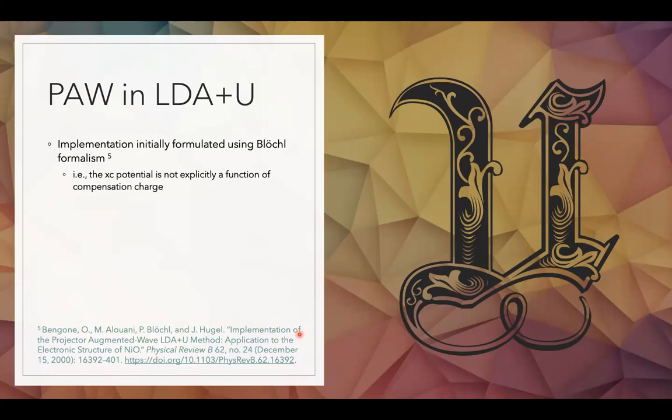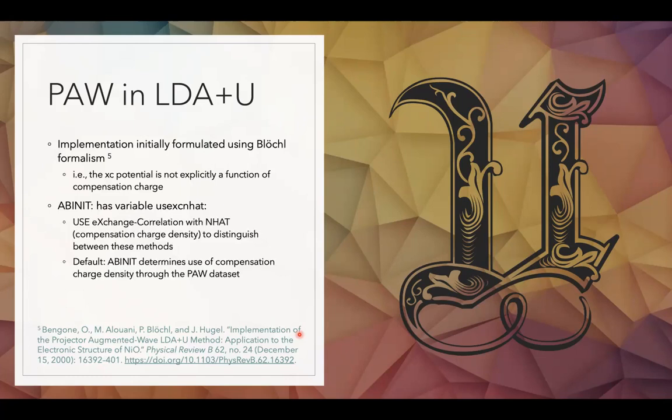But a cool thing to notice is that ABINIT actually has a variable called usexcnhat, which stands for use exchange correlation with n hat, to distinguish exactly between the Blöchl versus the Kresse implementations. The default, and the default that was represented in this paper, is that ABINIT determines the use of the compensation charge density through the PAW dataset.